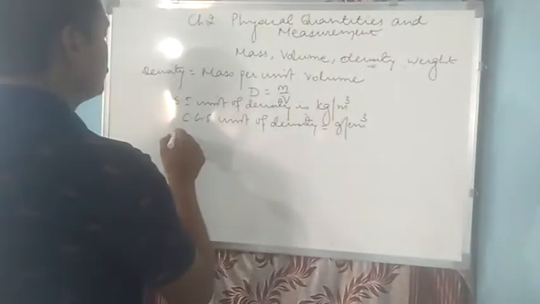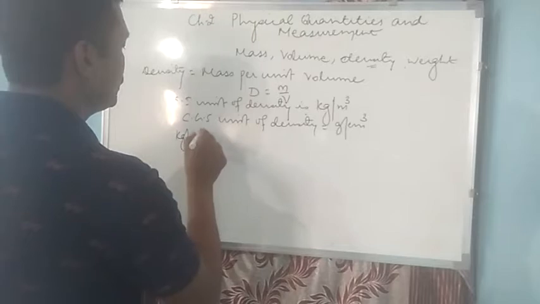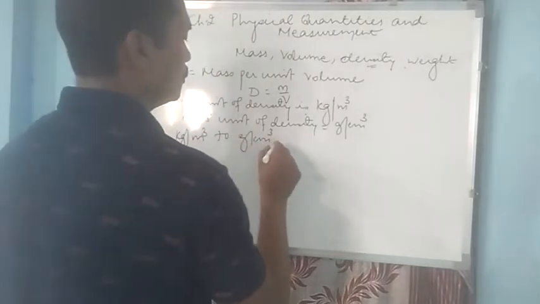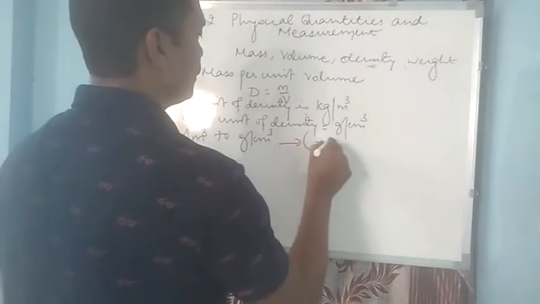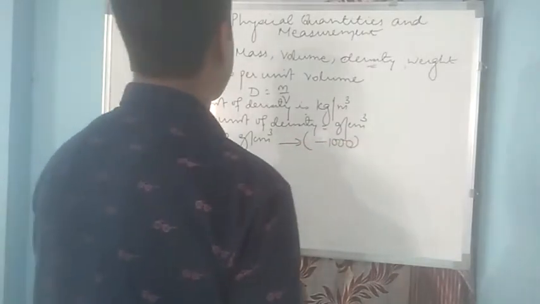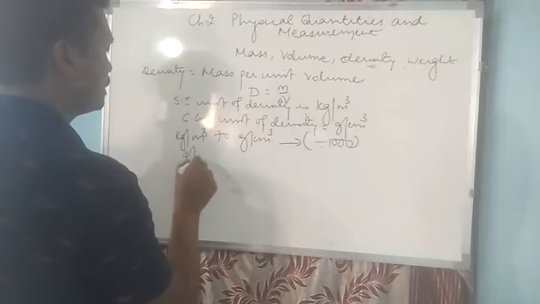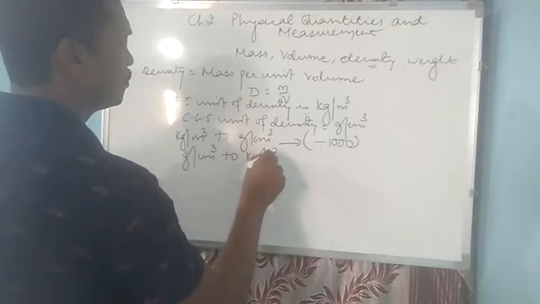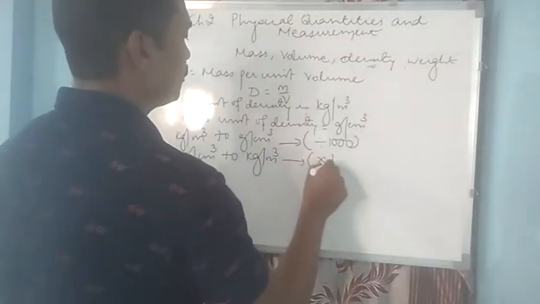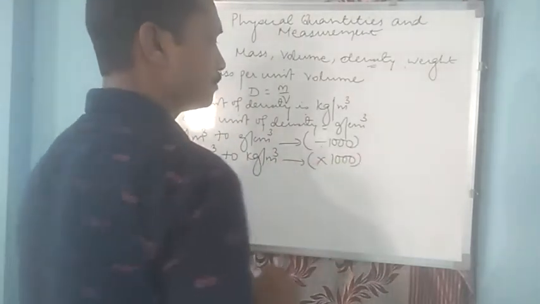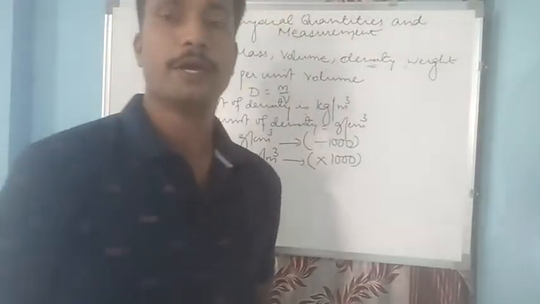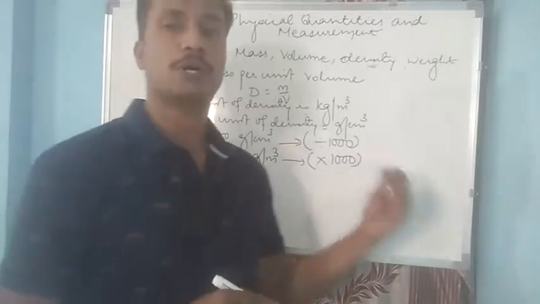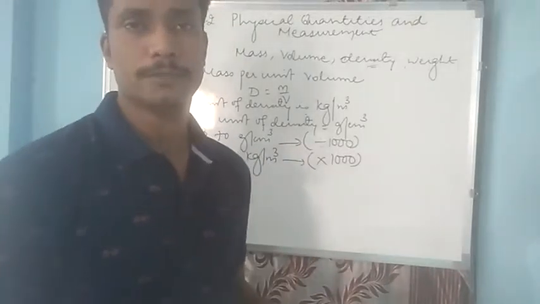To convert kg per meter cube to gram per centimeter cube, we need to divide by 1000. And to convert gram per centimeter cube to kg per meter cube, we have to multiply by 1000. So we are going to take one example to find out the density and also how to convert it into a different unit.